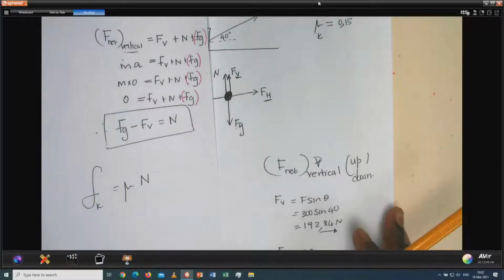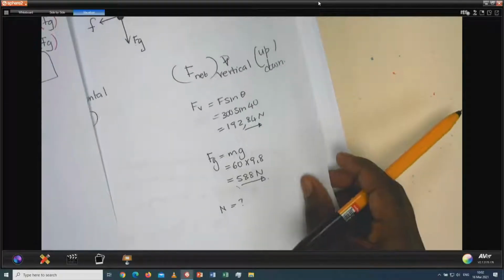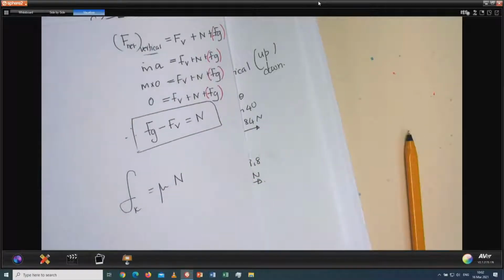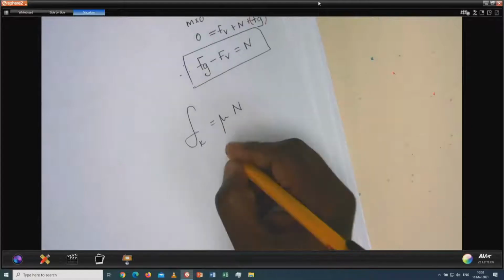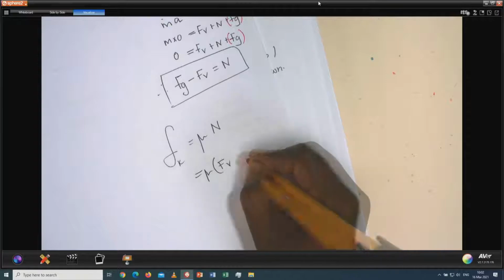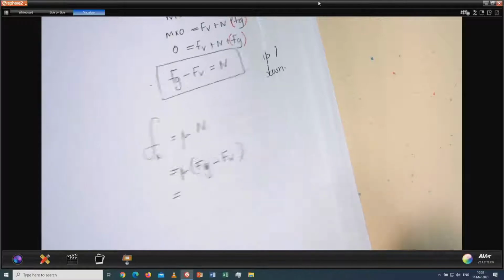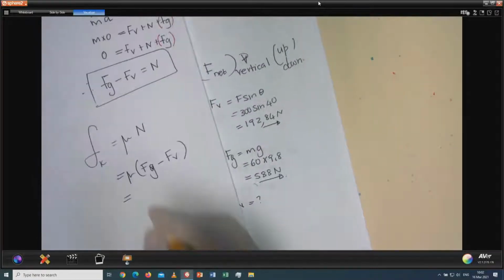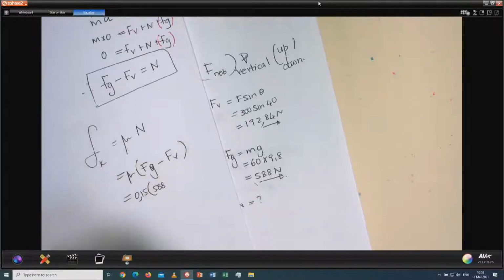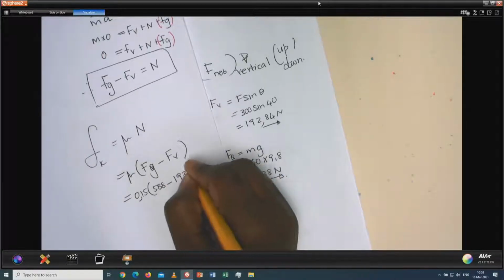Then, once you have your normal force, you can calculate the frictional force. We've got the vertical component, and we've got the weight, so we can use this formula. This is the force of gravity minus the vertical component. And then you just say this is 0.15, this is 588 minus 192.84.